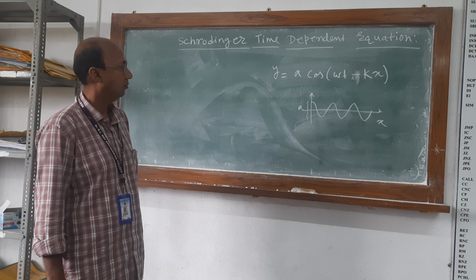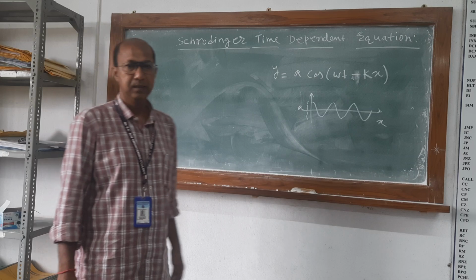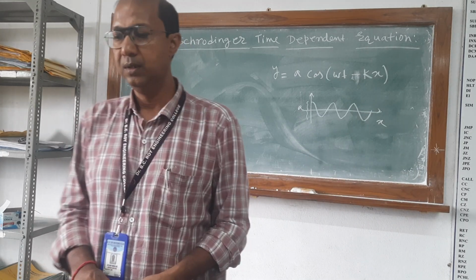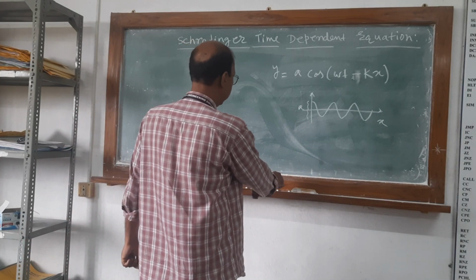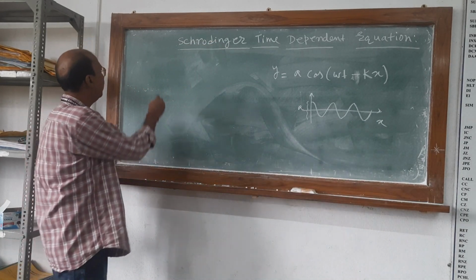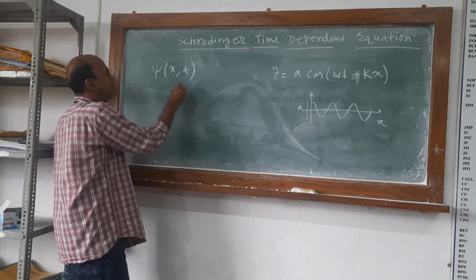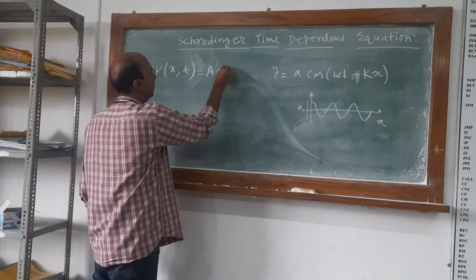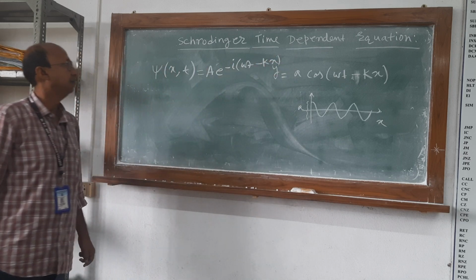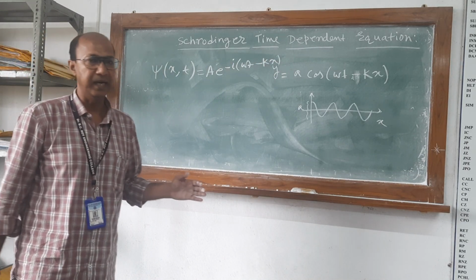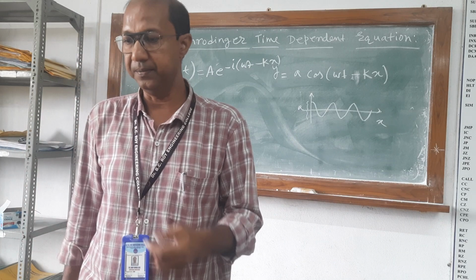Now here we discuss the Schrodinger time dependent equation. So Schrodinger says any wave function we can write in this format: psi(x, t) equal to a e to the power minus i (omega t minus kx). Any wave function we can write as psi(x, t) equal to a e to the power minus i (omega t minus kx).